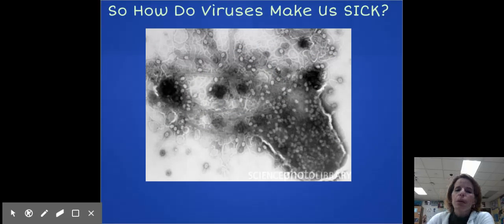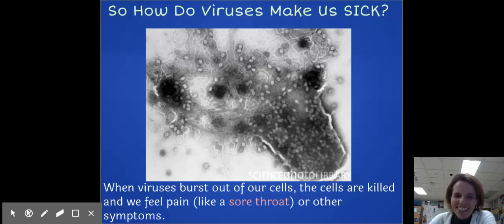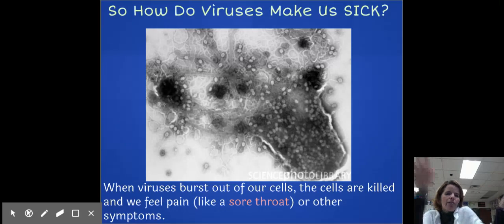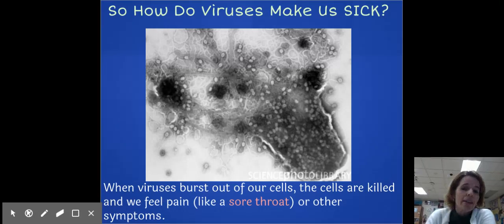Now, it is possible, let's say one other thing. How exactly do viruses make us sick? Well, when viruses are bursting out of our cells, and that's a photograph of it, the cell is in kind of the bottom, and then all those little dots are viruses pouring out. When viruses burst out of our cells, the cells themselves die, they're killed, and we can experience pain like a sore throat or other symptoms from those cells bursting.